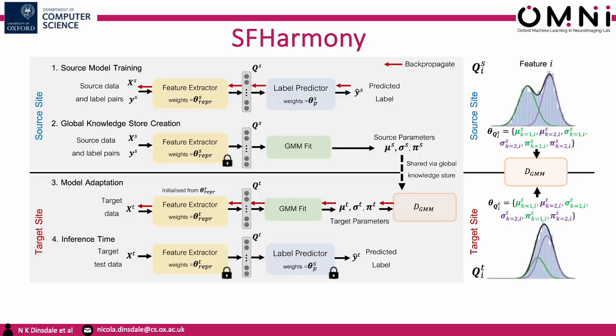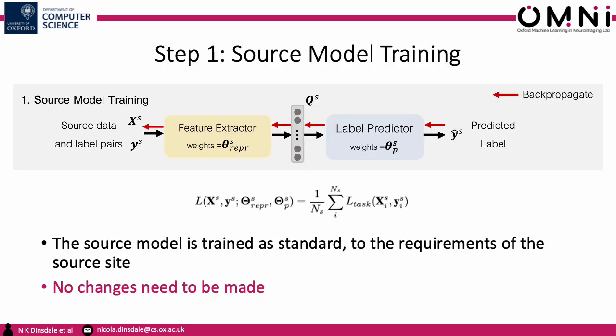For SFHarmony, we assume a network formed of two parts, a feature extractor and a label predictor. These can take any form as appropriate for the task of interest. The aim is then to create a model which performs as well as possible for a given target site, while having features which are invariant across the source and targets. We assume a fully unsupervised target dataset. The procedure is then formed of 4 parts. In step 1, the source model is trained. This can be trained as required by the source site, with no changes required. In this work, we assume a fully supervised source, but this is not necessary.